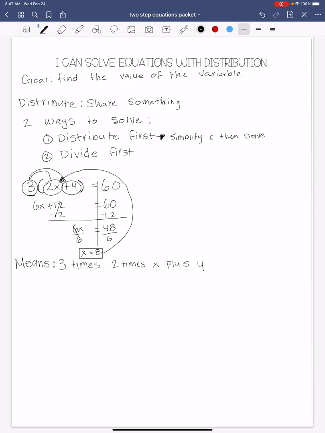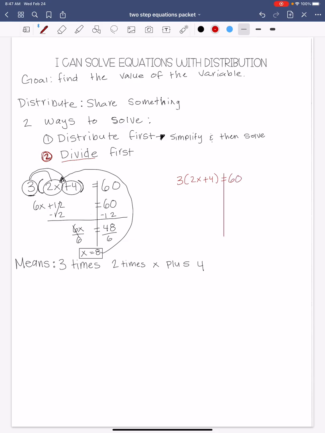So we're going to take that same problem. I'll switch colors here. So distributing first will be in black, and dividing first we'll put those problems in red so you guys know which one's happening. So we have 3 times 2x plus 4 equals 60. So I'm going to draw my line.